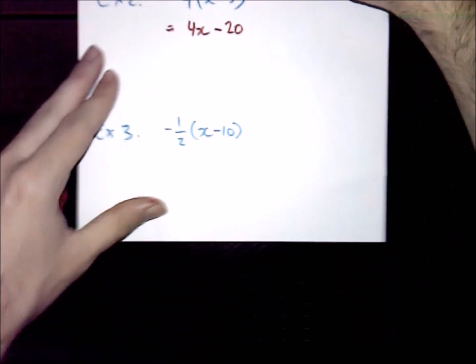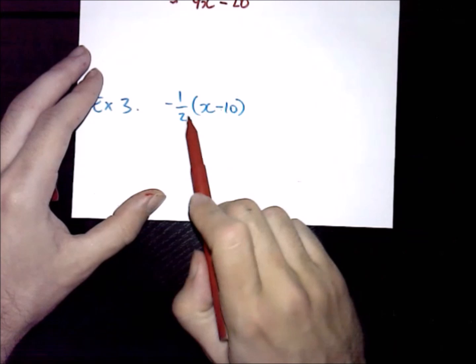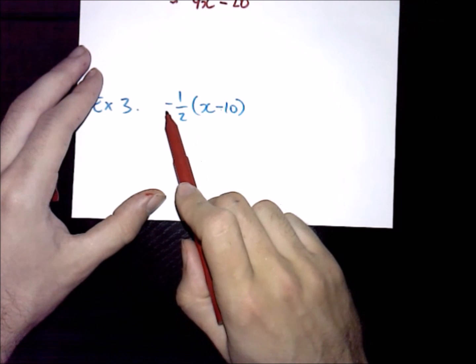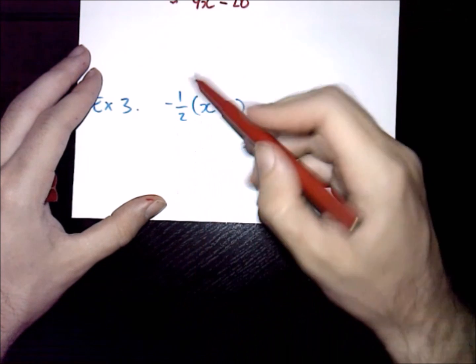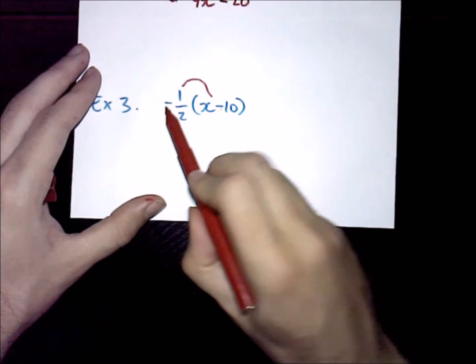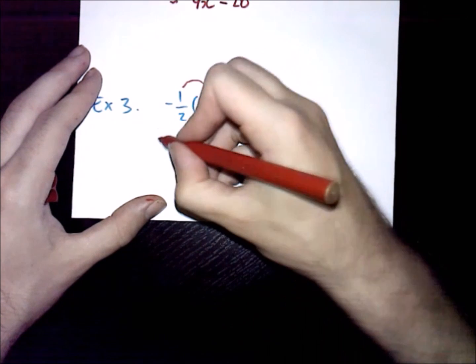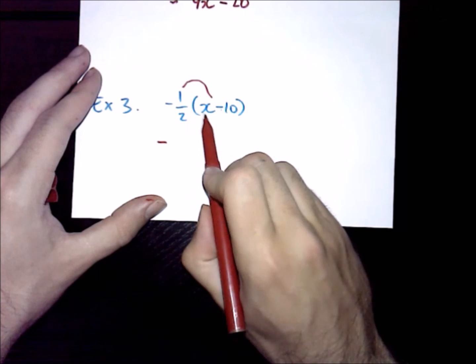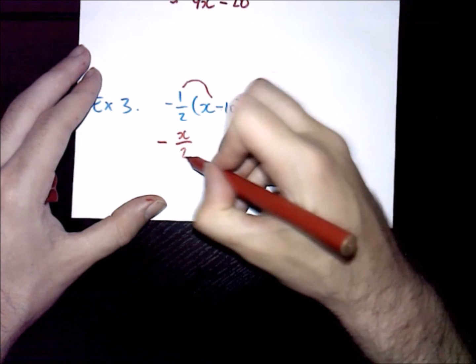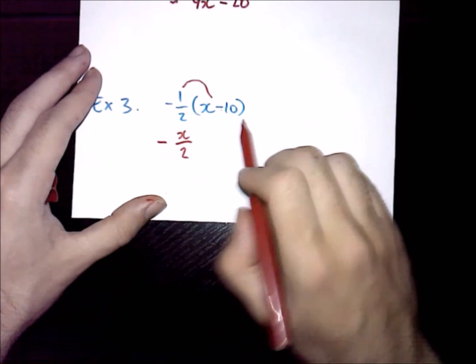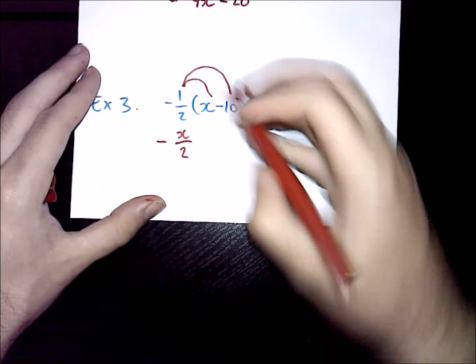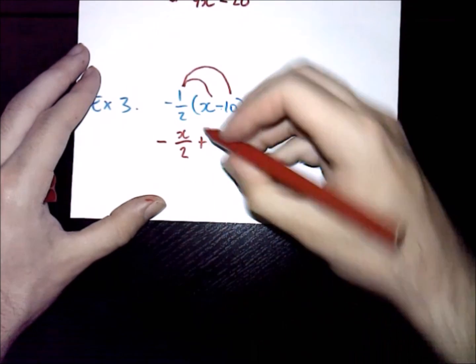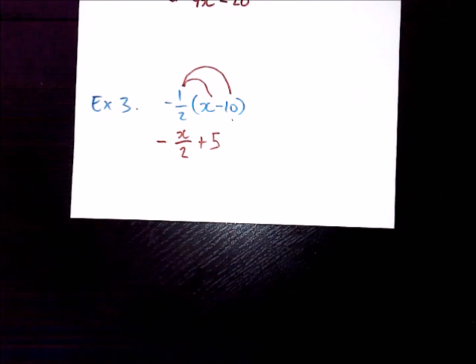The next one. We've got a fraction as well, and we've got a negative out the front. We have a negative in here too, so you've got to be careful. First thing I'm going to do is multiply negative a half by x. So it's a negative times a positive, which gives me a negative, and a half times x is x over 2. Now I'll deal with the second term. So I'm going to multiply negative half by negative 10. So a negative times a negative is a positive. A half times 10 is 5. And we're all done. Next example.